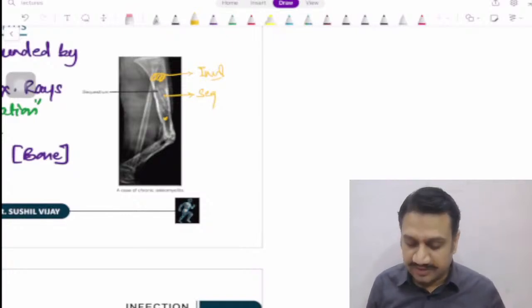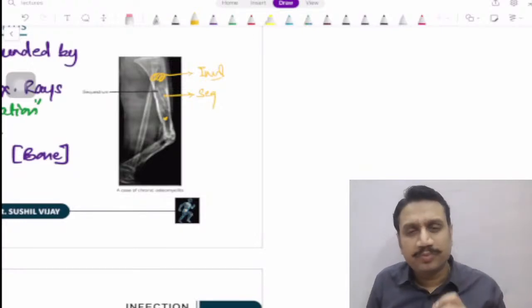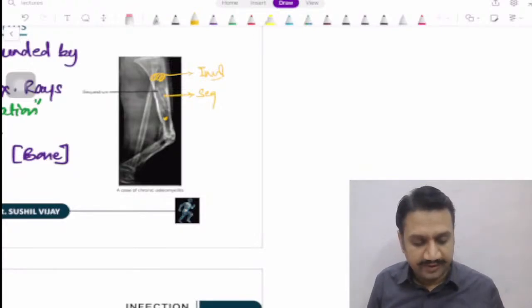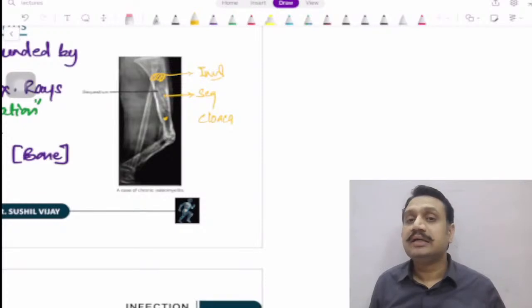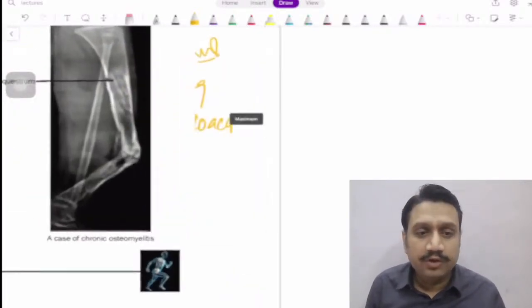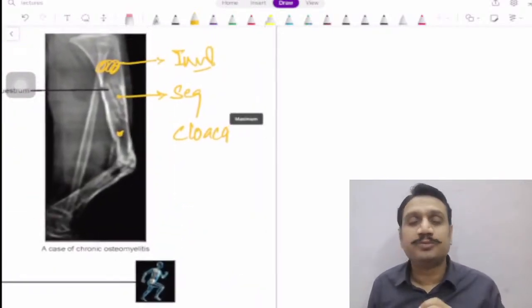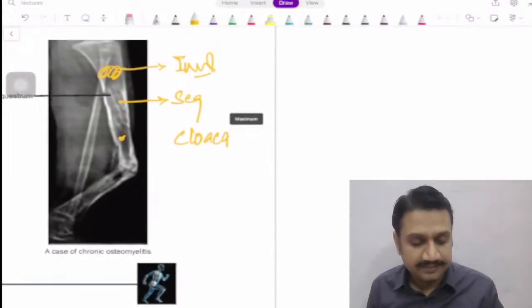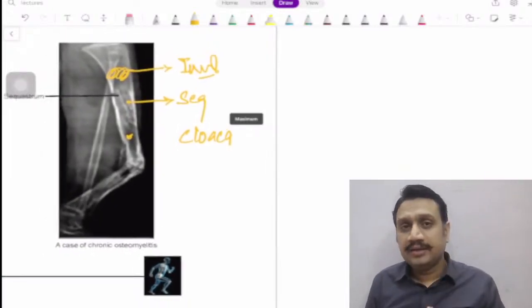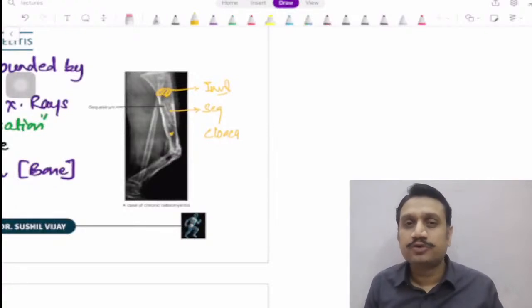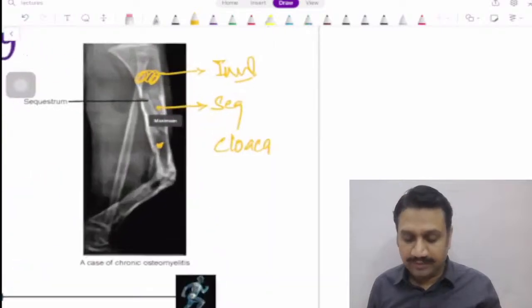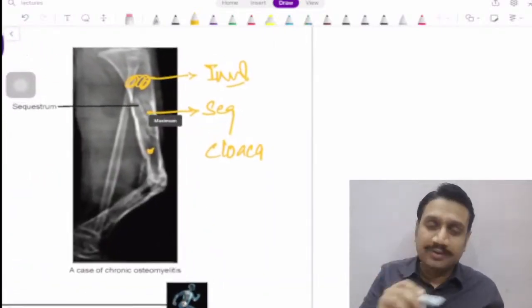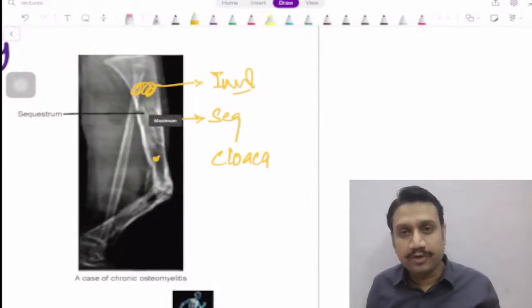Wherever the bone perforates, it is called the cloaca. The third entity, which is not seen right now, is the cloaca. So sequestrum, involucrum and cloaca, these are the three things to be seen in a case of chronic osteomyelitis, right? When you get an image here, don't get confused between the sequestrum and the involucrum. Sequestrum has to be that piece of the bone. Involucrum has to be the new bone all around that dead bone, and that will be called involucrum, right?